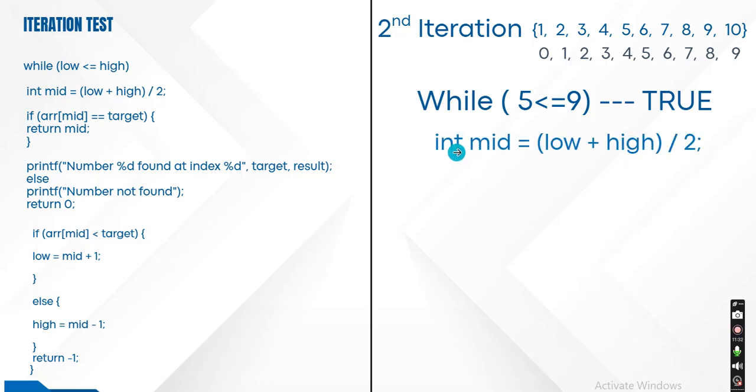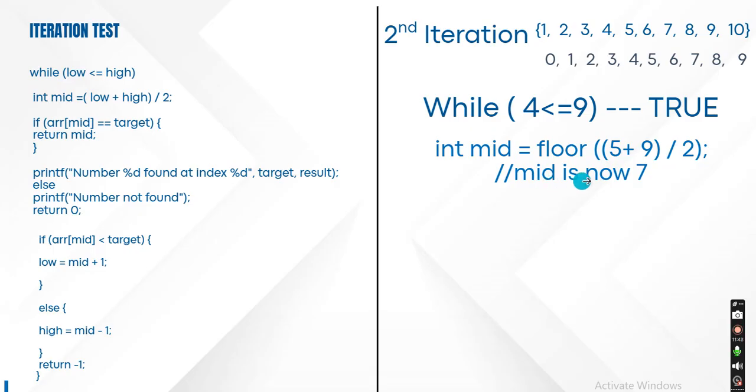So what should we say? We should say that int mid is equal to the floor of low plus high divided by 2. And that is going to give us, what is going to be mid? Mid is going to be 7 now. So what do we do? Now we are going to test this conditional statement, which is here.